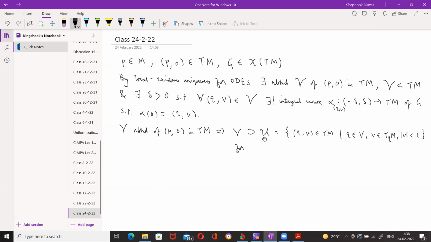Okay. So this U will exist for some small enough neighborhood V of p in M and some epsilon positive. Is this clear?